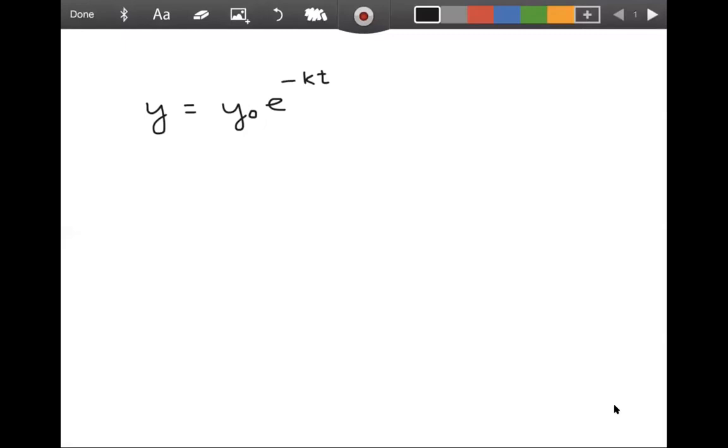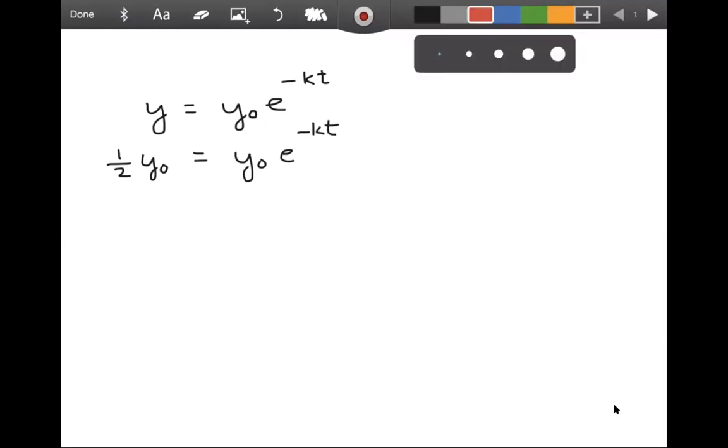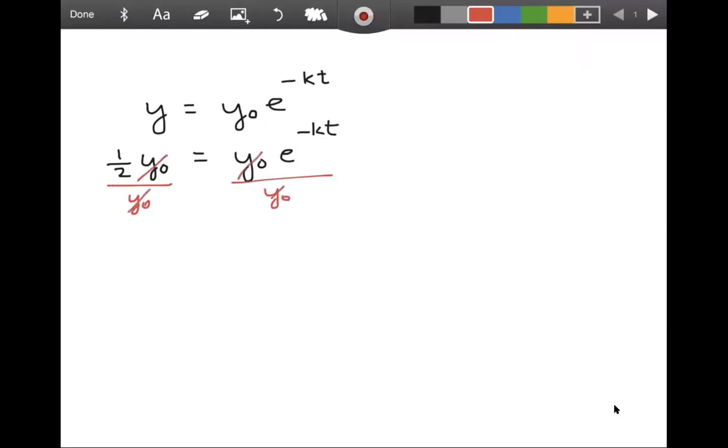All right, so to find the half-life, remember that y0 stands for the original amount of substance present, and y is the amount present after time t. So the half-life would be the time at which y is equal to 1/2 of y0. And pretty much right away, you see why the original amount does not matter, because in the very next step, I can divide that amount out. And we are left with 1/2 equals e^(-kt).